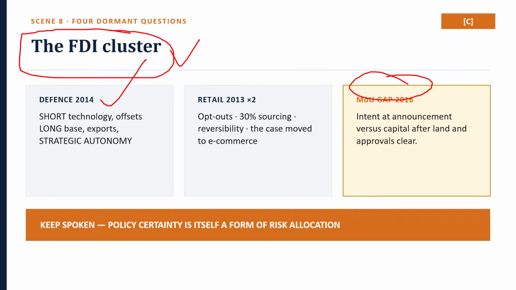Some attrition is normal and healthy. An economy where every announced intention converted would be one that was not attracting speculative interest at all.